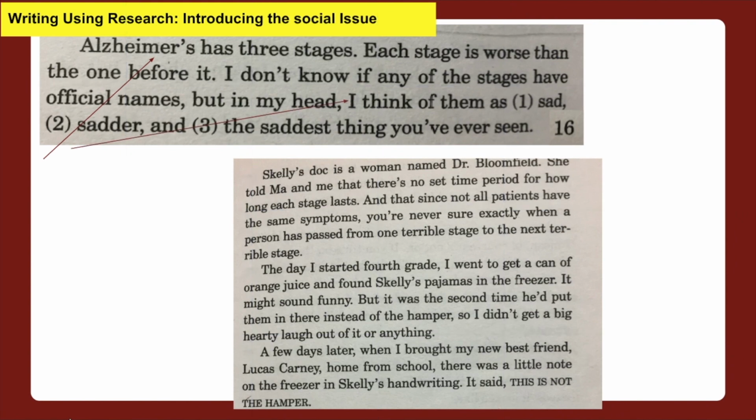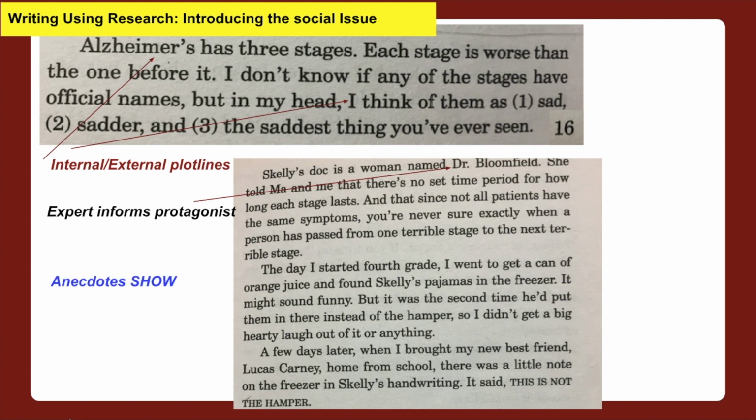So we're starting to bring in some of the research here. We have an expert that's informing the protagonist, Dr. Bloomfield. We have the internal and the external plot lines there. So these actually possibly are the stages of Alzheimer's, but they're also the stages that this character's feeling towards his grandfather. We're having anecdotes that are actually showing this disease instead of telling us about the disease, that 4th grade sleepover.